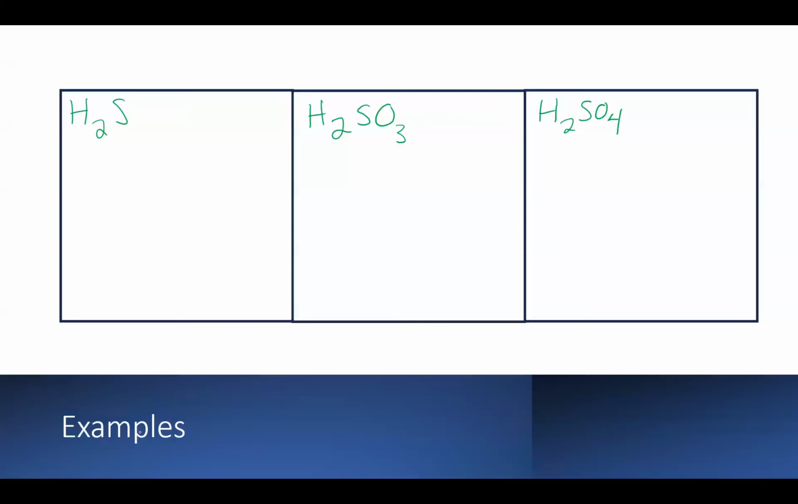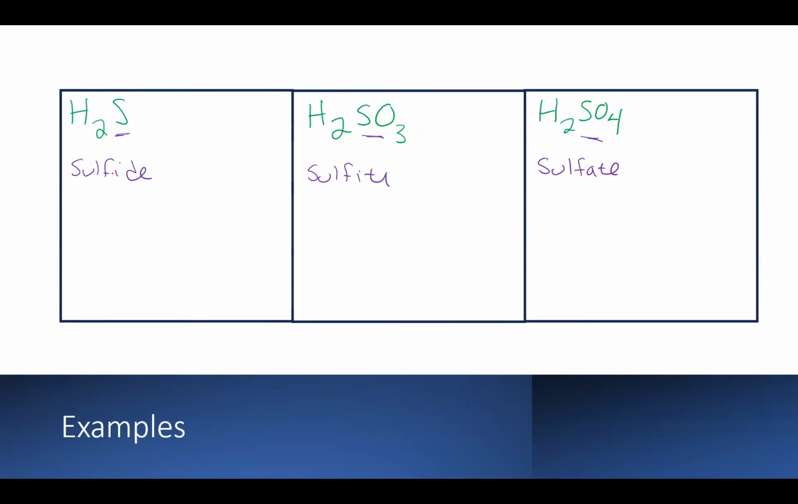So the first thing to determine is, what is the name of this ion normally? So in this case, it is normally sulfide. This is normally sulfite. And this is normally sulfate. Again, we only hear about the negatively charged ion. The hydrogen tells us it's an acid, but the negatively charged thing is how we determine the name of that acid.